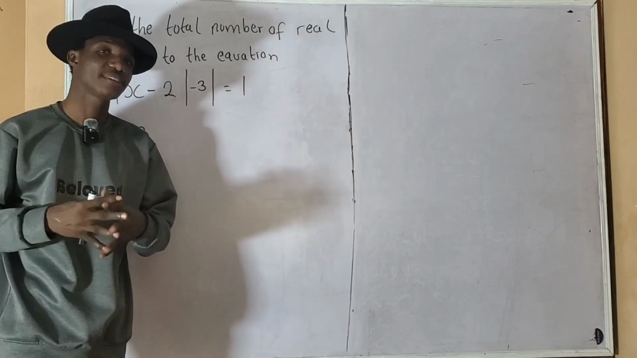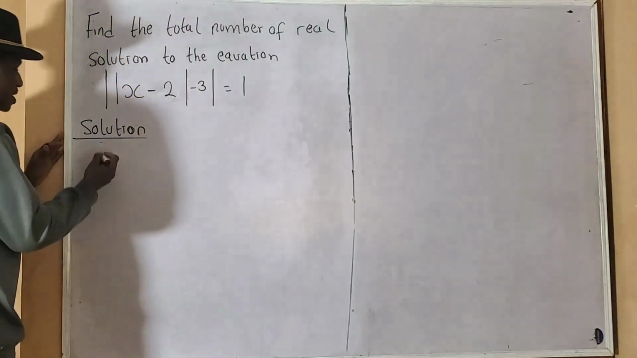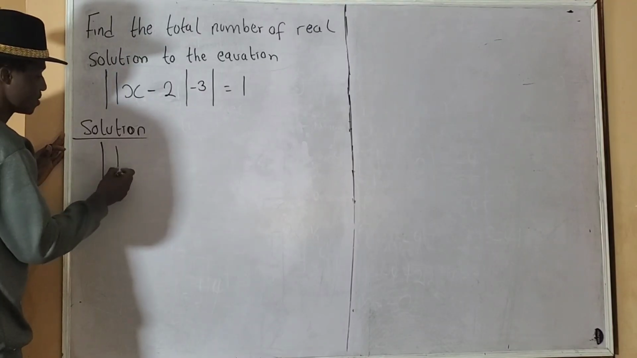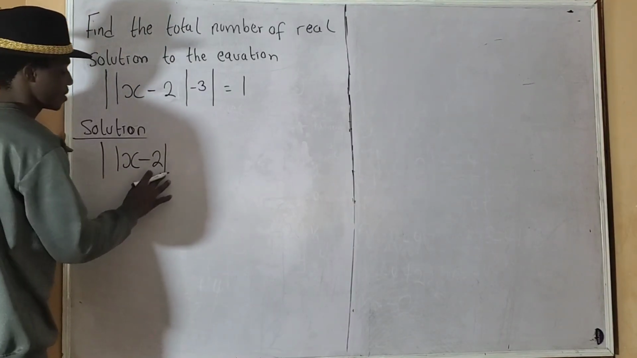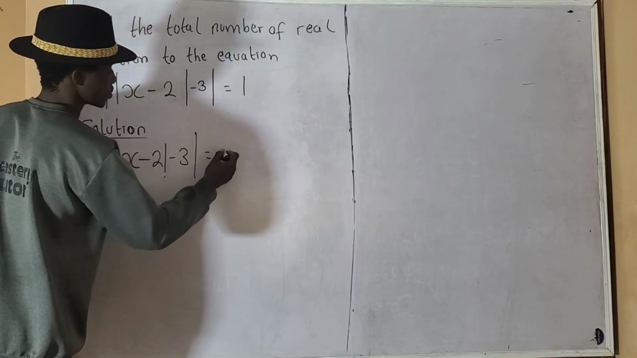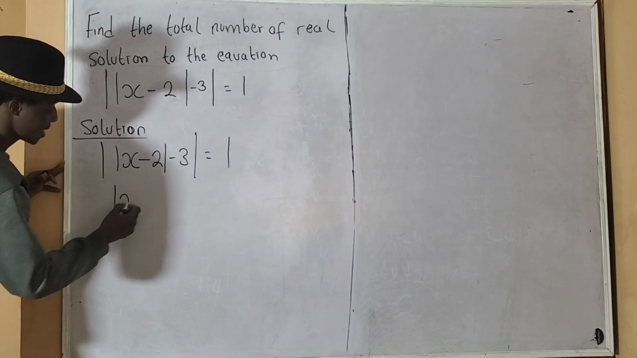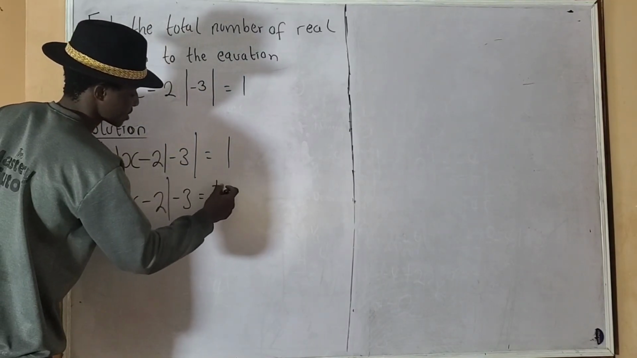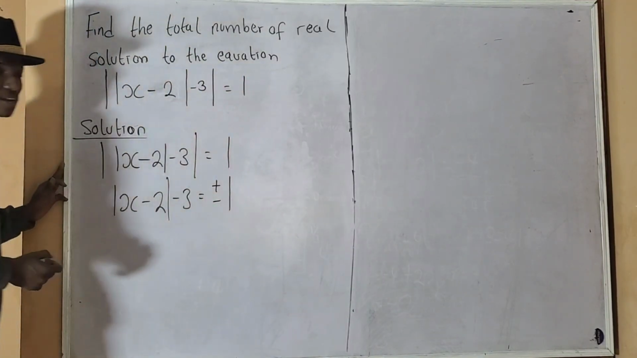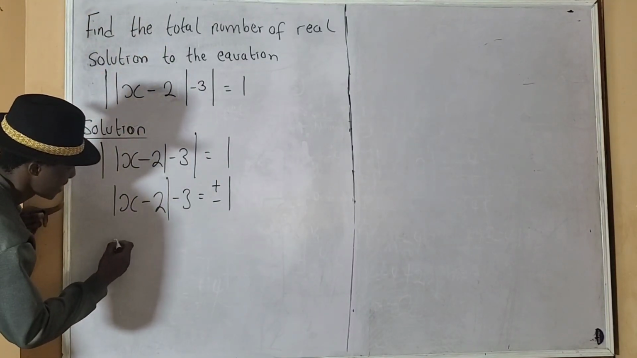If you encounter this question in an exam, approach it like this. Here we have the absolute value of x minus 2, minus 3, is equal to 1, right? So I'm going to have here absolute value of x minus 2, minus 3, is equal to positive or negative 1. Are you following? Okay, when you get to this point, proceed like this.